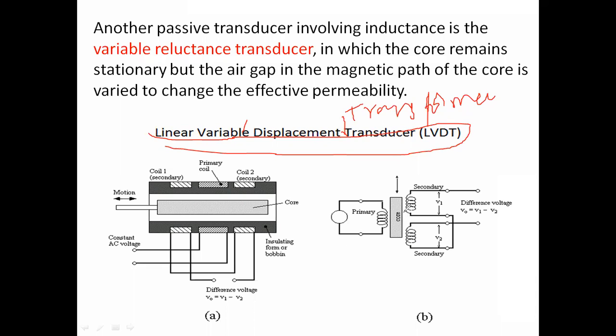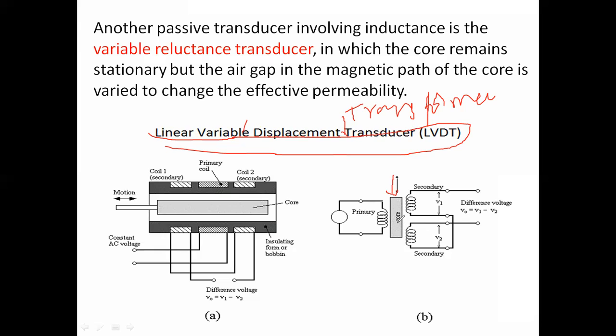Okay, suppose the core is moving in the upward direction. Then what happens? Most of the core is connected with secondary winding 1. It is less connected to secondary winding 2. That's why, of the flux linkages with the core to the two secondary windings, the first secondary winding has more flux linkages, and due to that V1 is more than V2, and the difference value is V1 minus V2.